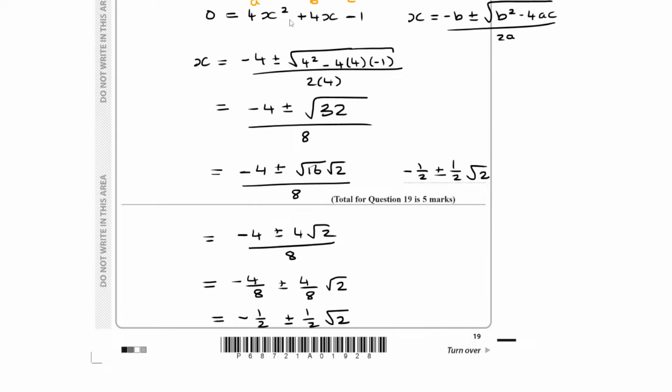Okay, so it's not only just algebraic fractions, it's not only just solving quadratics, it's also simplifying surds. They've asked all of those in one question, which I guess is why it's 5 marks.